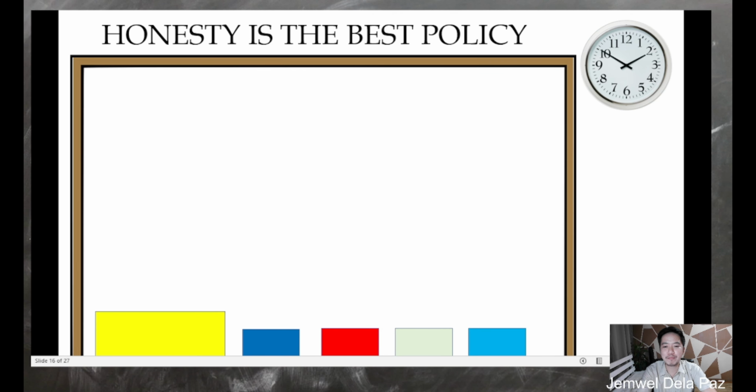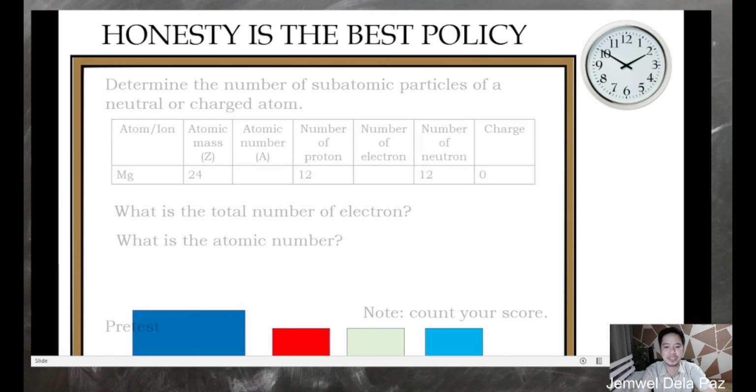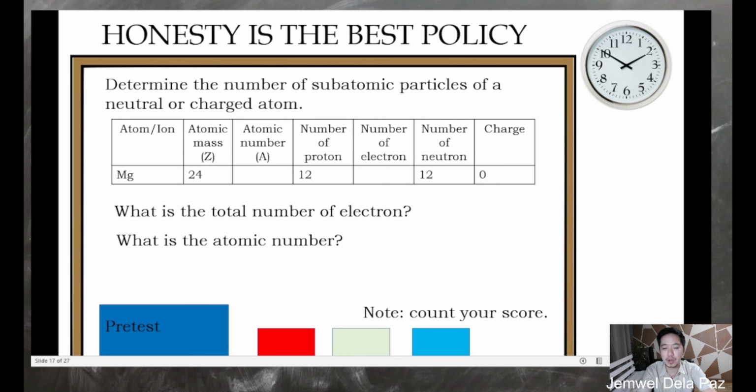Let us now proceed to the next part of our session, and that is your pretest. This is to measure how much information you already know about the topic. I would like to request all of you to get your paper and pen ready because you have to answer these questions. I would also like to remind and request all of you to count your correct answers because this will be used later for your assessment. I'll be giving you time to write your answers on your answer sheet. Let us begin.